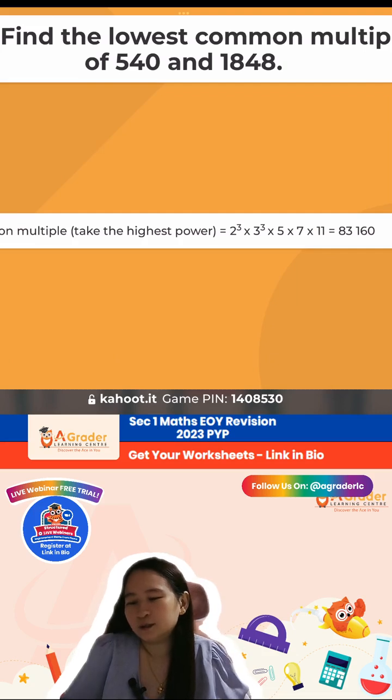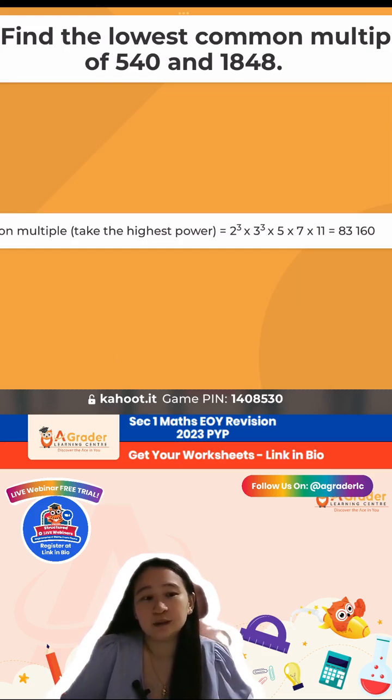So finding the lowest common multiple between the two numbers, we are taking the highest power here. The highest power of 2 is 3. The highest power of 3 is 3. The highest power of 5 is 1. The highest power of 7 is 1. And the highest power of 11 is also 1.